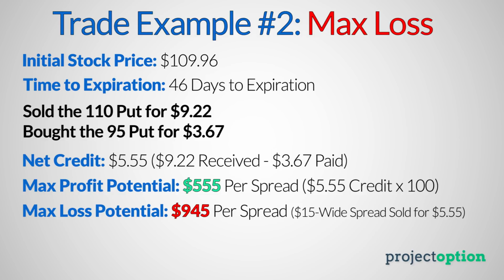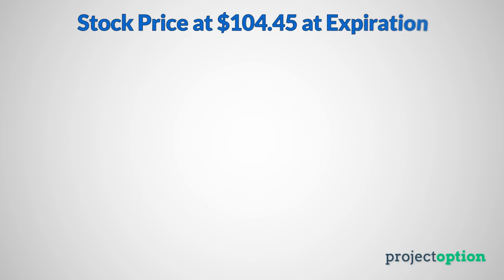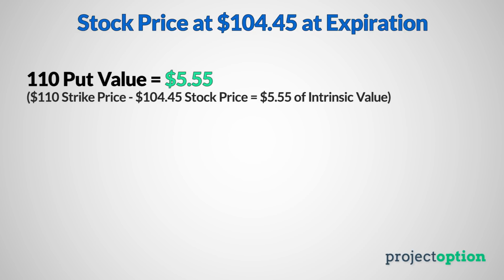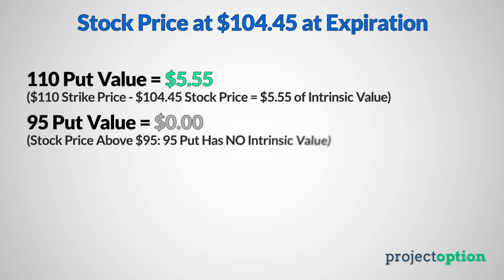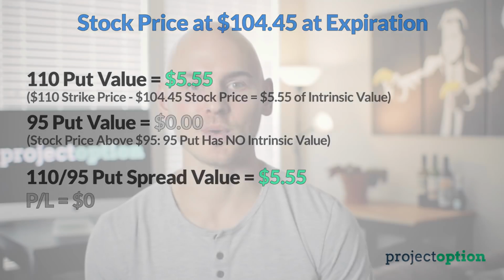The expiration break-even price of this position is $104.45. That comes from the short put strike price of $110, less the net credit received of $5.55, which comes out to $104.45. If the stock price is exactly at $104.45 at expiration, the 110 put will be worth $5.50, and the 95 put will be worthless, resulting in the 110-95 put spread having a value of $5.55 at expiration, which is exactly the same price that I collected for it when I initially entered the trade. Let's see what goes wrong with this position.